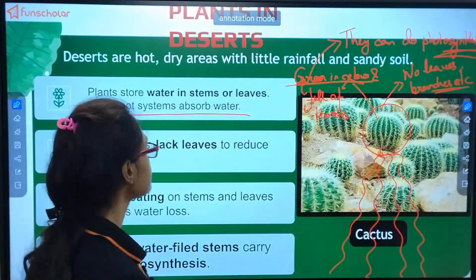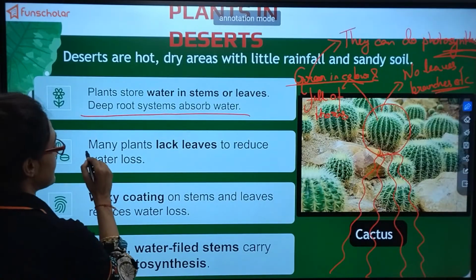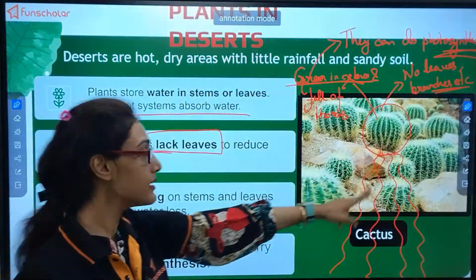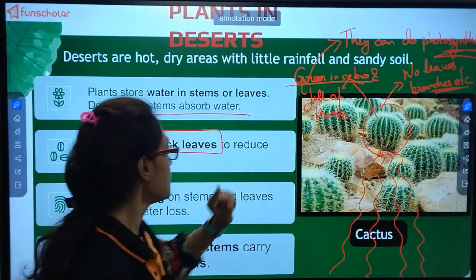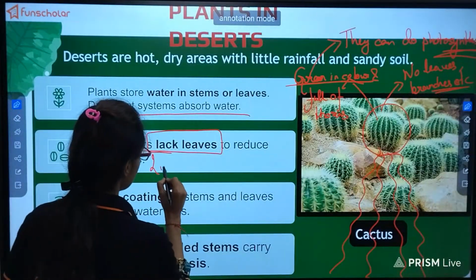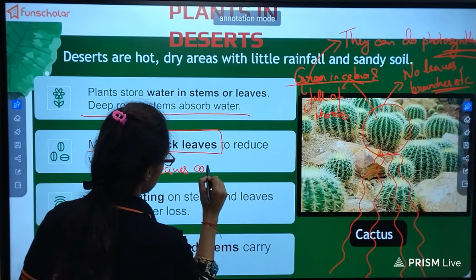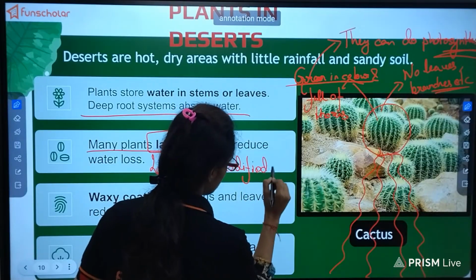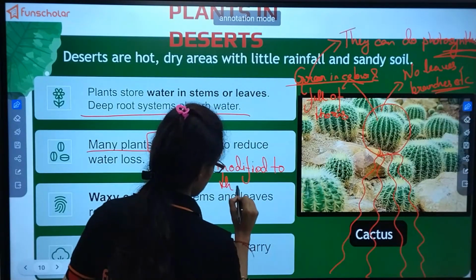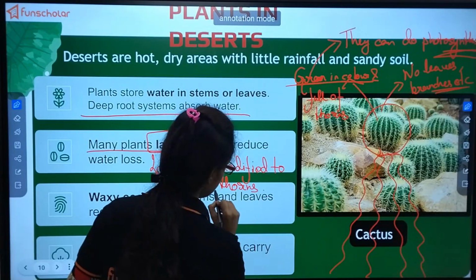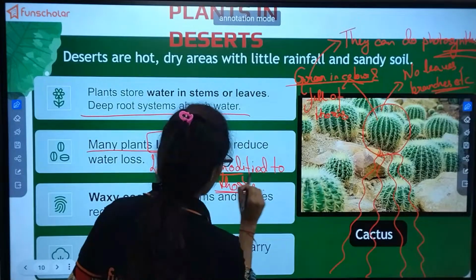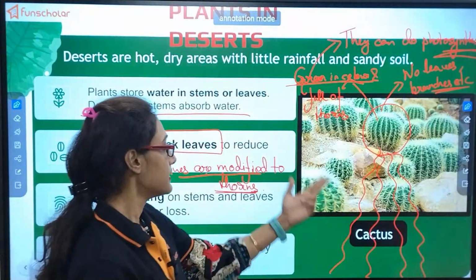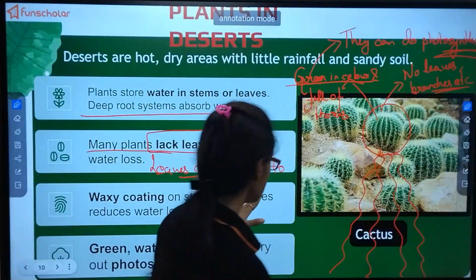Okay, understood? Now many plants lack leaves. See, you can't see any leaf over here. Instead, what you see? Thorns. So the leaves are modified to thorns. So over here the leaves are modified to thorns. So these thorns are nothing, they were the leaves, but to adapt themselves they are being converted into thorns.